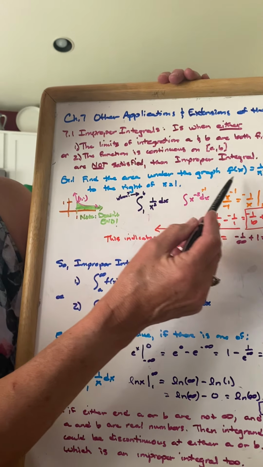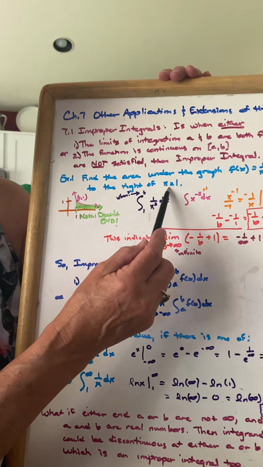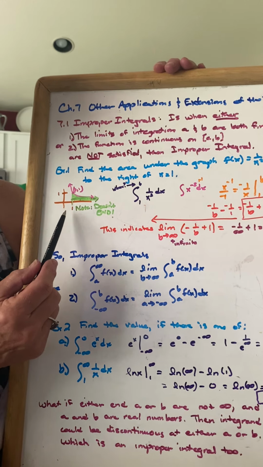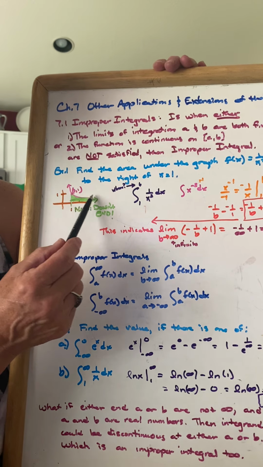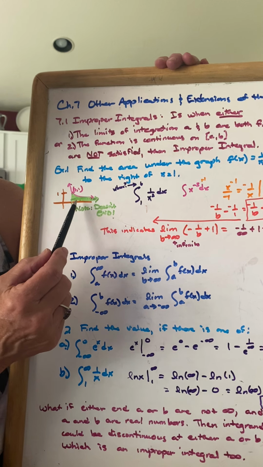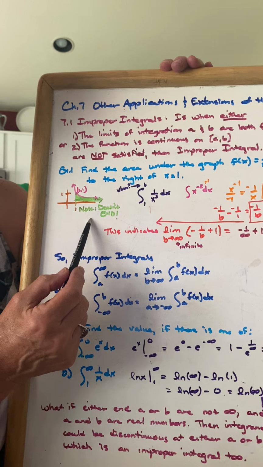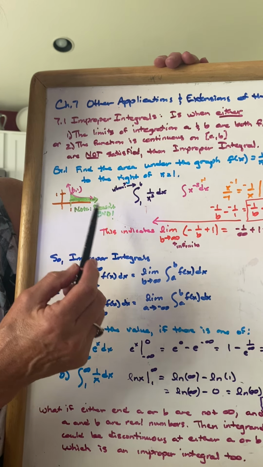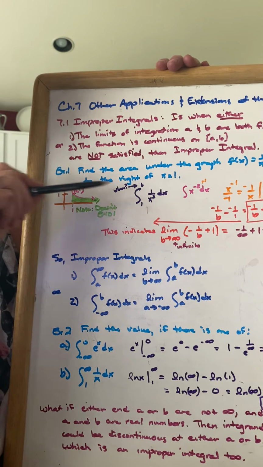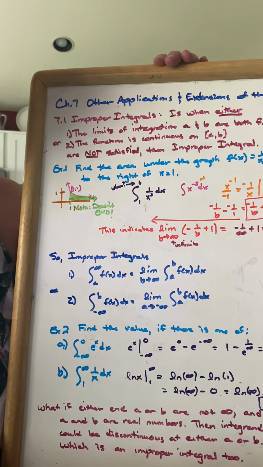Find the area under the graph of f of x equals 1 over x squared, to the right of x equals 1. The first thing I did was draw a picture. Here's 1. Well, 1 over x squared is a nice little curve that goes down, and to the right of 1 it goes on to infinity. Does it ever end? It never ends, so it goes on and on. It's a continuous curve, but it never has a finite stopping point on both sides.